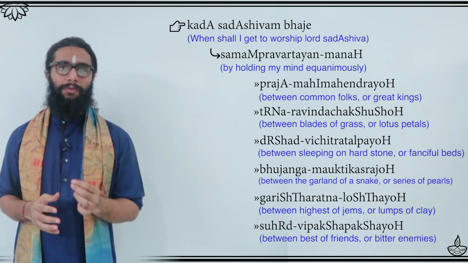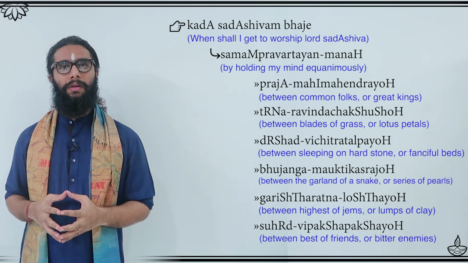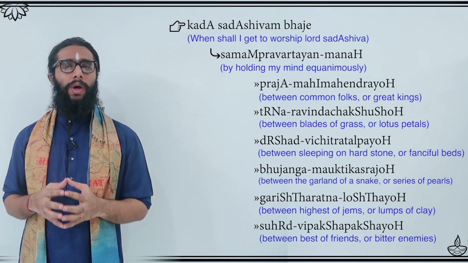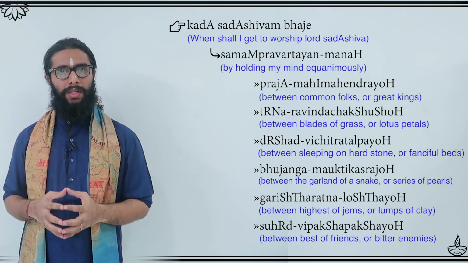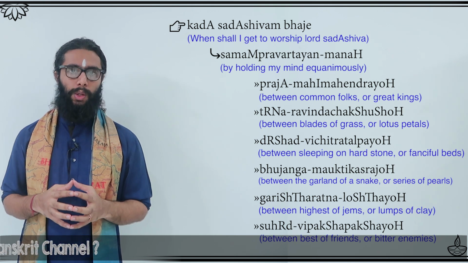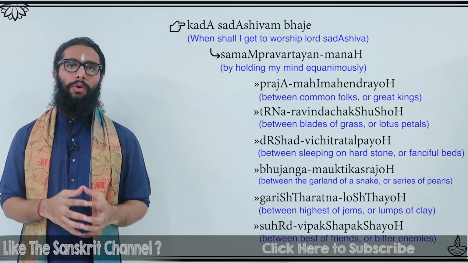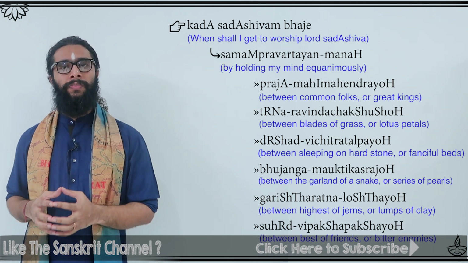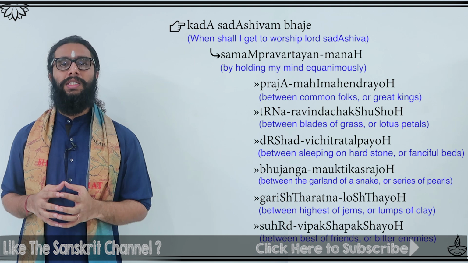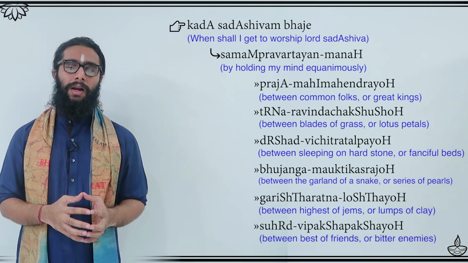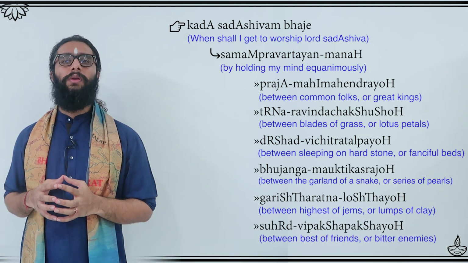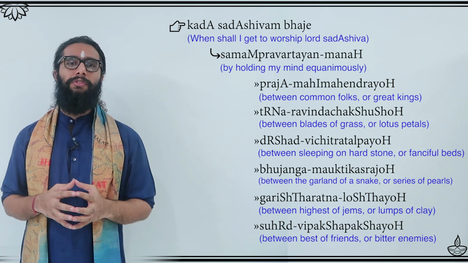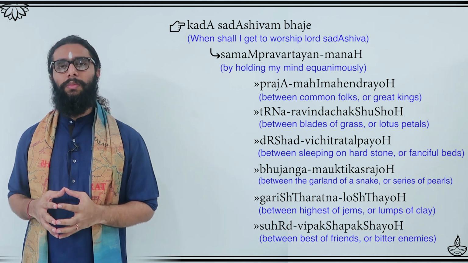This shloka depicts the wisdom and understanding of Ravana. He also knows his shortcomings and exclaims, saying, "Oh, when will I ever become eligible to worship Lord Sadashiva by holding my mind equanimously between common folk or great kings, between blades of grass or beautiful lotus petals, between sleeping on hard stone or fanciful beds, between wearing the garland of a snake or a series of beautiful pearls, between the highest of gems or lumps of clay, and between the best of friends or the bitterest of enemies."